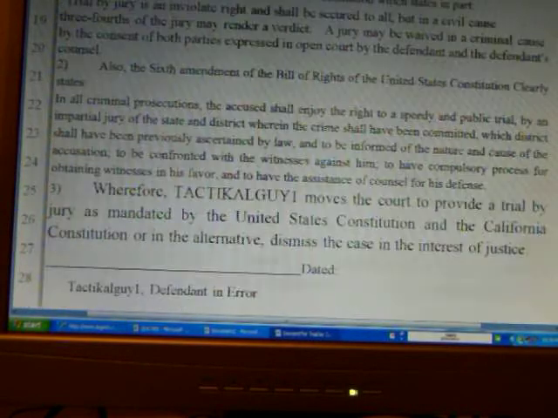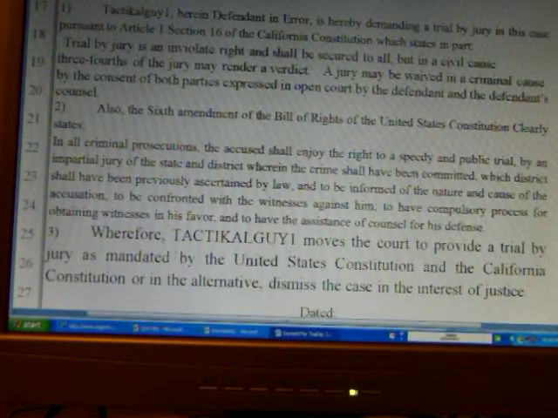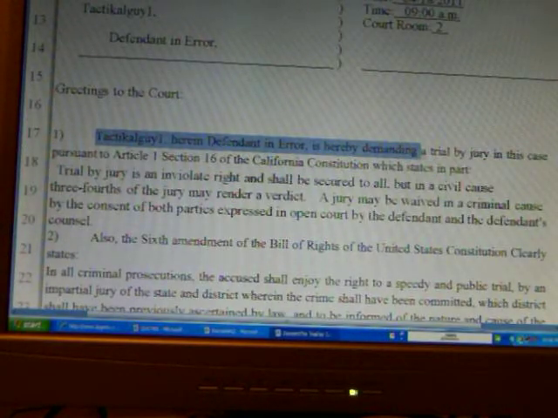But in reality, I won't have to, because I'll have proof by getting time and date stamp copies that I demanded a trial by jury. So that's how easy it is, folks. Now, of course, you can also imagine with all the other rights it says that I can make more motions out of this right here. So all I would have to do is say, hey, Tactical Guy 1, herein defendant in error, is hereby demanding whatever, or is hereby moving the court to dismiss because of whatever.